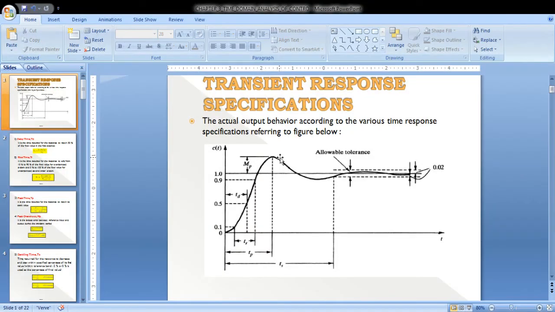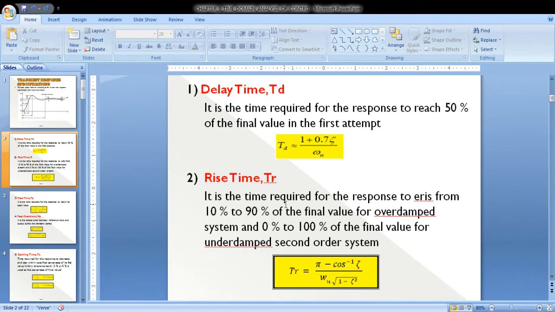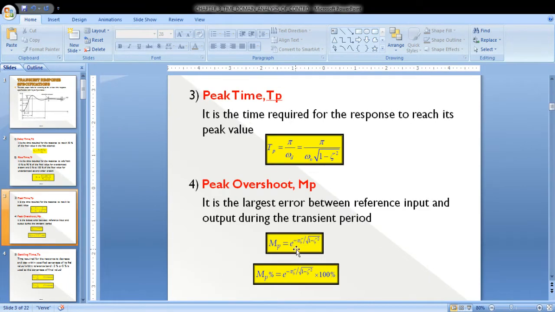Mp is directly correlated with the peak time. So at peak time, whatever the largest error you get is known as Mp, the maximum peak overshoot, and the peak overshoot can be calculated with this equation: Mp equal to e raised to minus pi zeta upon under root 1 minus zeta square. But the peak overshoot is always considered in terms of percentage.